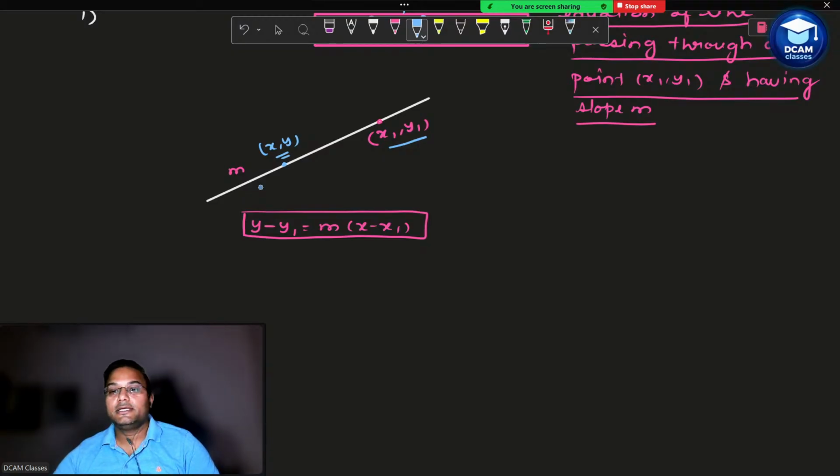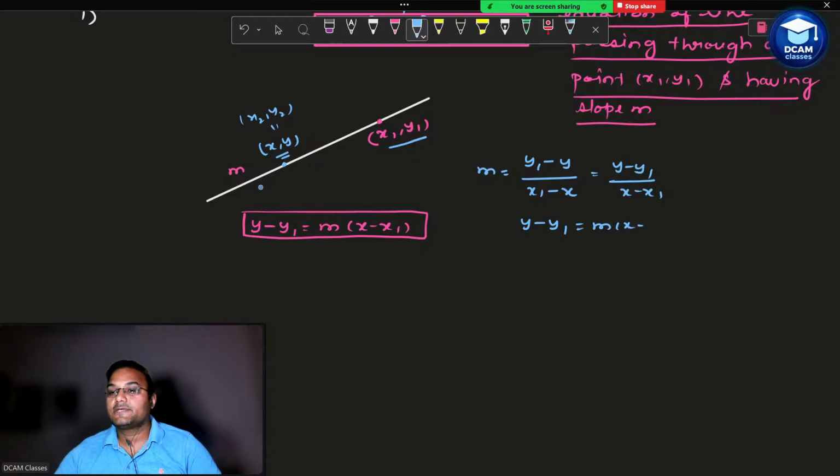The condition is, when we have 2 points on the line, slope is y2 minus y1 by x2 minus x1. I can assume x2, y2 as x, y. So y1 minus y divided by x1 minus x, or y minus y1 by x minus x1, both are the same. So see, we'll get the equation of line, na? y minus y1 is equal to m into x minus x1.